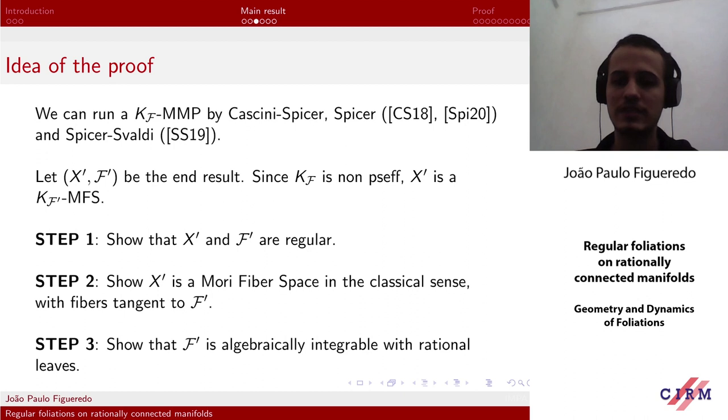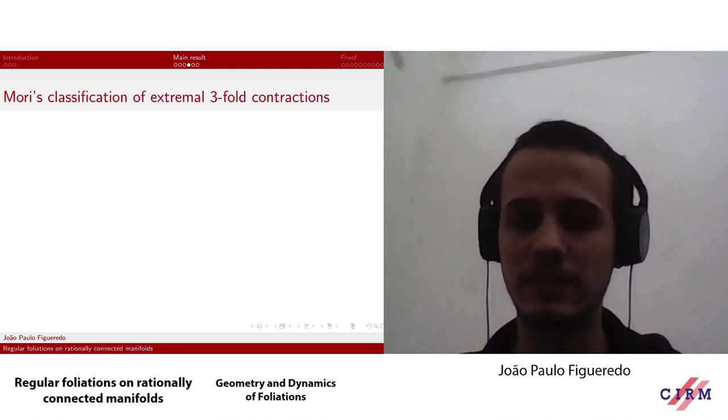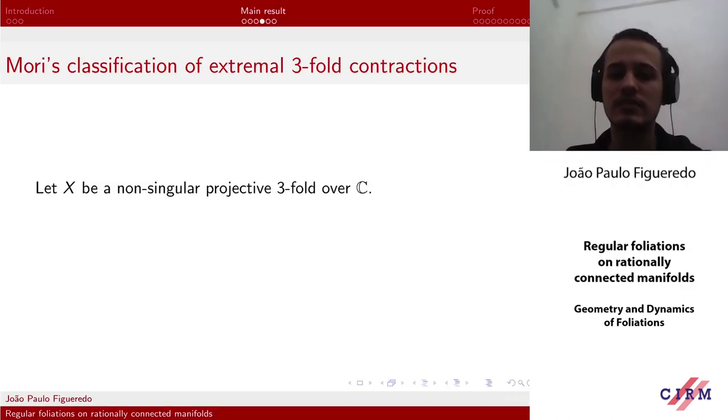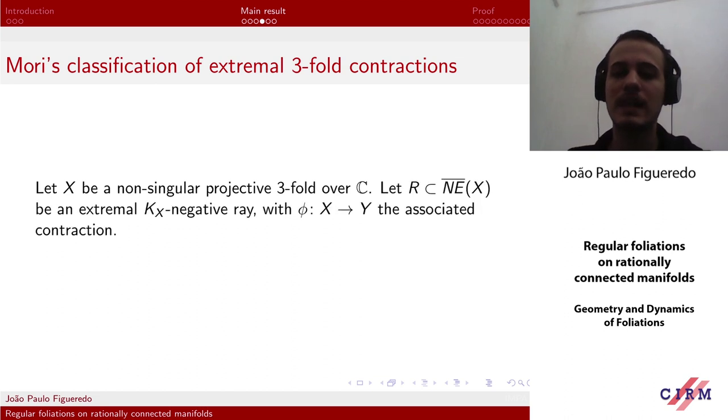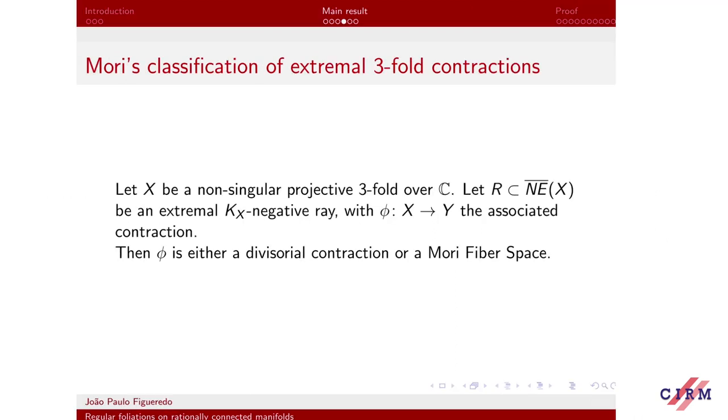So as you see, we use Mori's classification of extremal threefold contractions. So let me remind you of this classification. Let X be a non-singular projective threefold over C, and R an extremal K_X-negative ray. So there's a contraction associated to R, which contracts only curves whose class lie in R. Mori's theorem says that phi is either a divisorial contraction or a Mori fiber space. There are no flips in this case because X is regular.